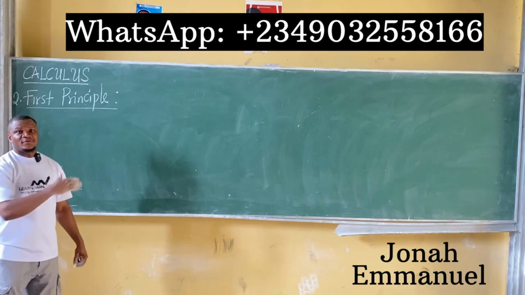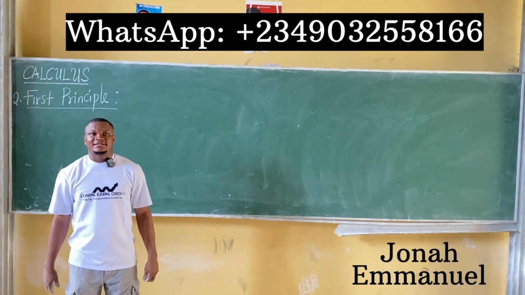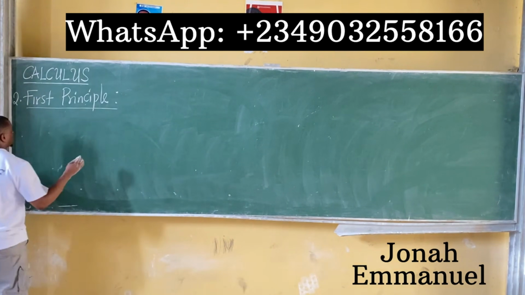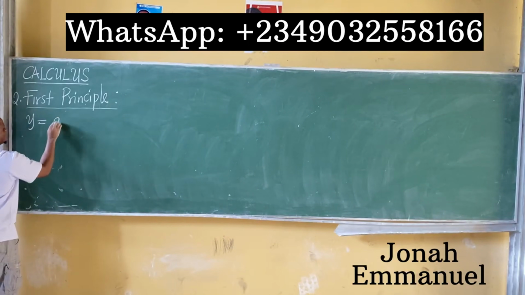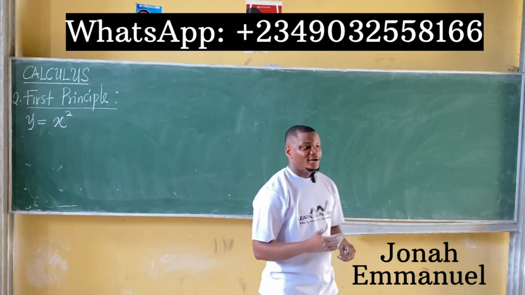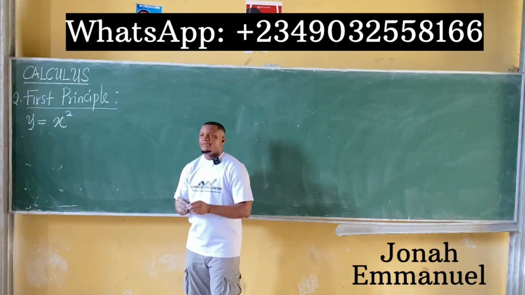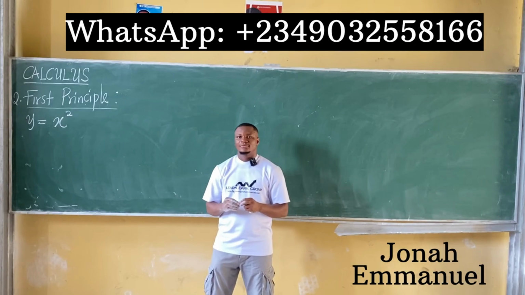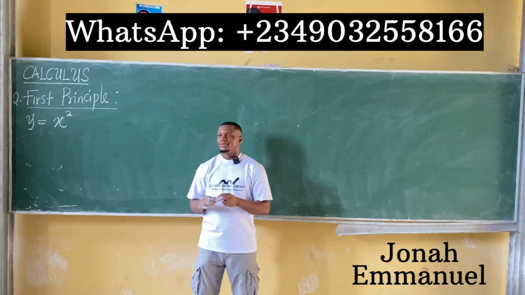For now, let's use first principle, please. I want to tell you steps, but I don't think that's necessary. You can just do a question and then run with it instead of giving you steps. Take down, please. Given that y is equal to x squared, find dy/dx using first principle.